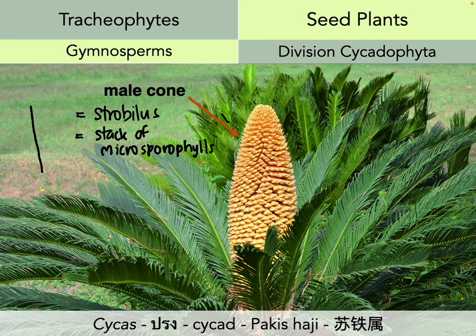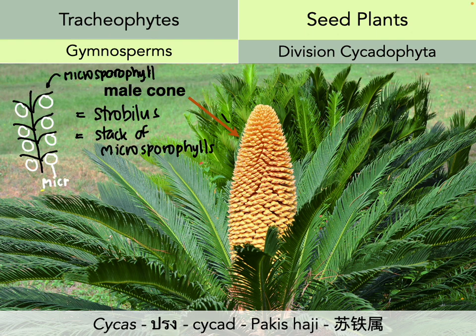So in this cone, if you divide them up, it looks kind of like this, with the sporangium underneath. So this part is microsporophyll, and underneath the microsporophyll, you have microsporangium. Oh, it doesn't show up very well, sorry.